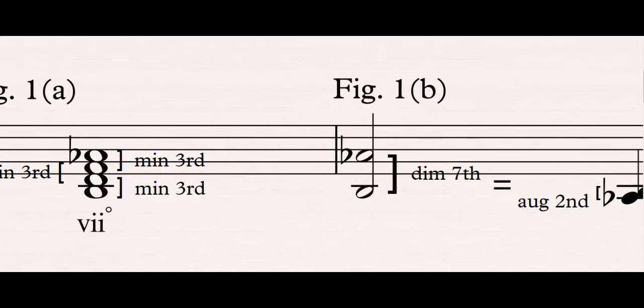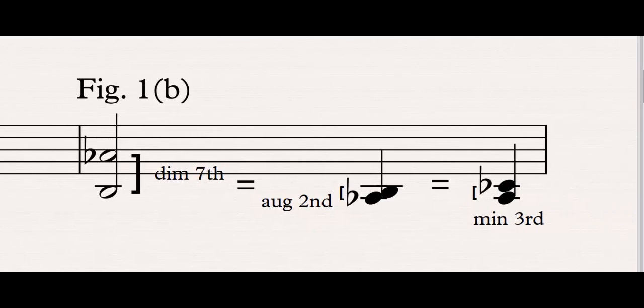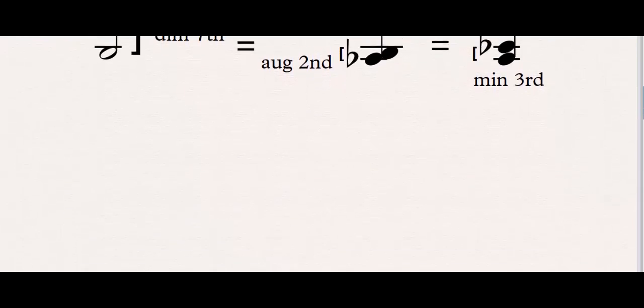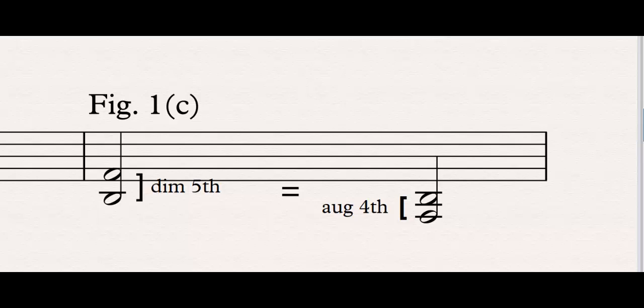The inversion of the diminished seventh interval, the augmented second, is the equivalent in sound to the minor third, and the inversion of the diminished fifth interval is the equivalent in sound to the augmented fourth. And this is why the diminished seventh is the most ambiguous of chords.